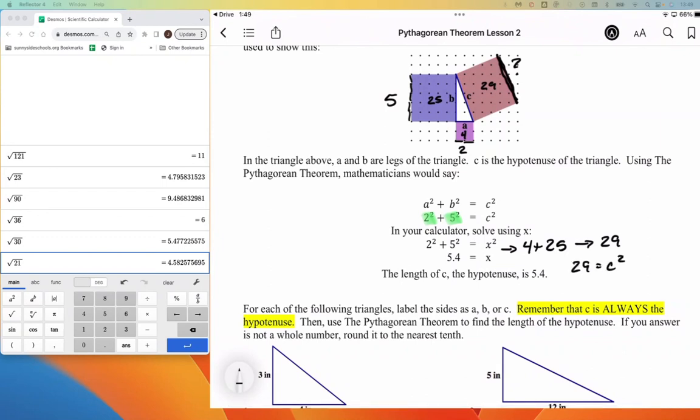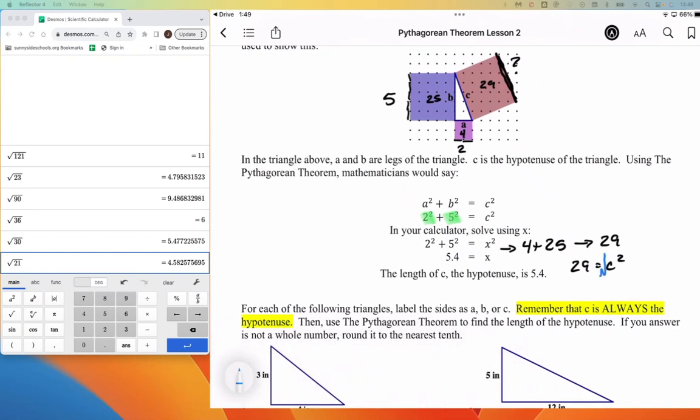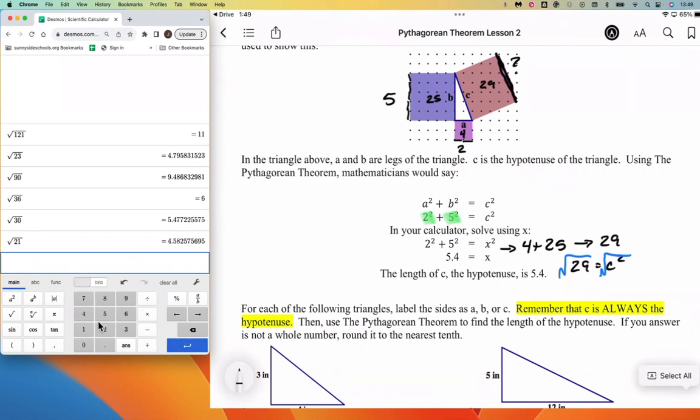And to undo a square, we need to take a square root. So we're going to take the square root of both sides. We're just solving this equation. And if you do the square root of 29 in a calculator, when I say undo, I shouldn't say undo, I should say the inverse operation. The inverse operation of squaring is to take the square root. So the square root of 29 is going to give us 5.38, which would round to 5.39 if you go to the hundredths, or 5.4 if you only go to the tenths.